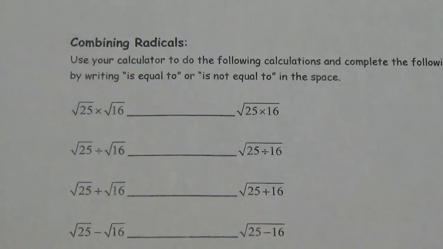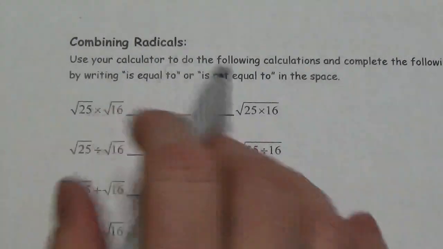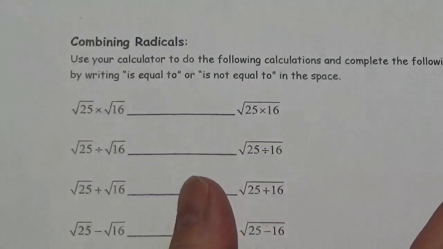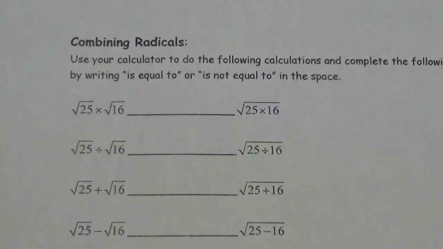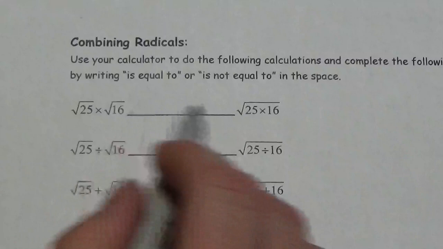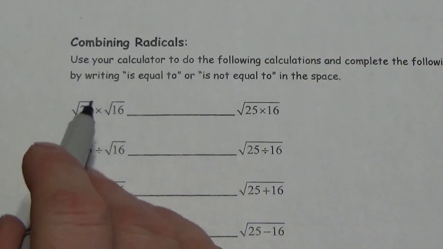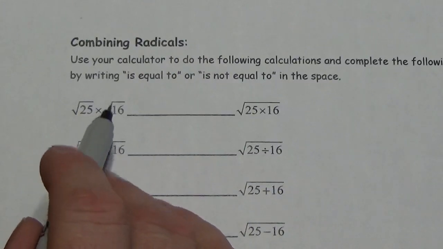Okay, now for a little bit more theory. Let's talk about what happens when you combine radicals together. So in this little section right here, we're going to use the calculator, or we might not even use the calculator, but we're going to talk about how these different roots are related. So let's talk about this one. Root 25 multiplied by the square root of 16.